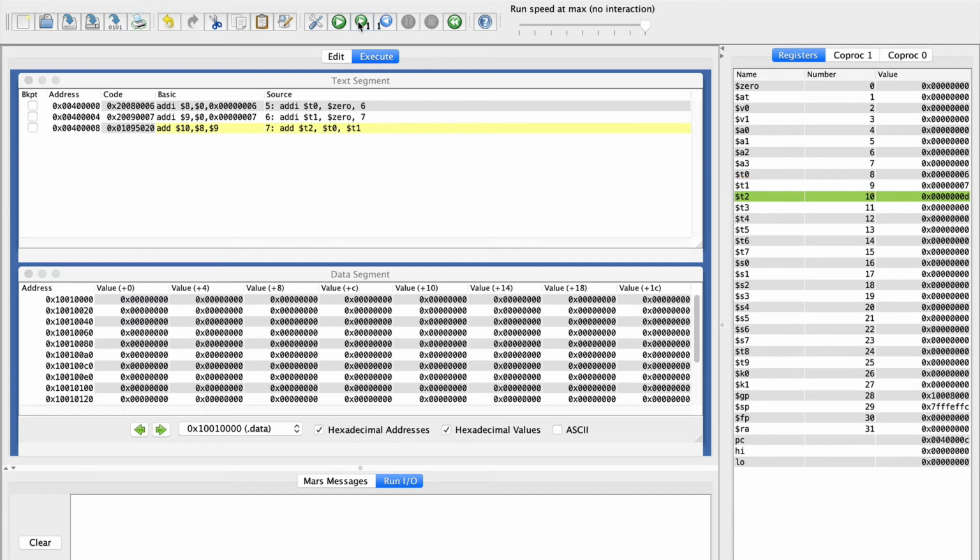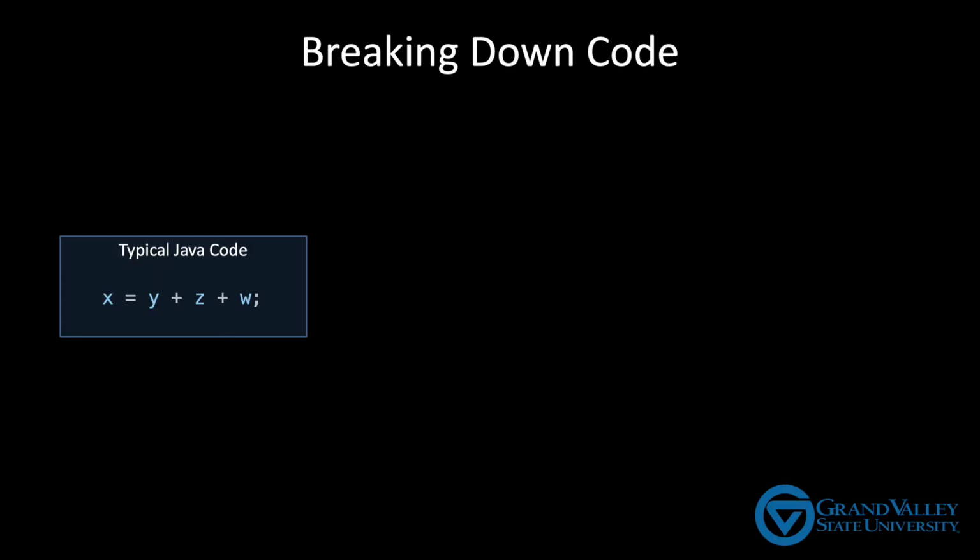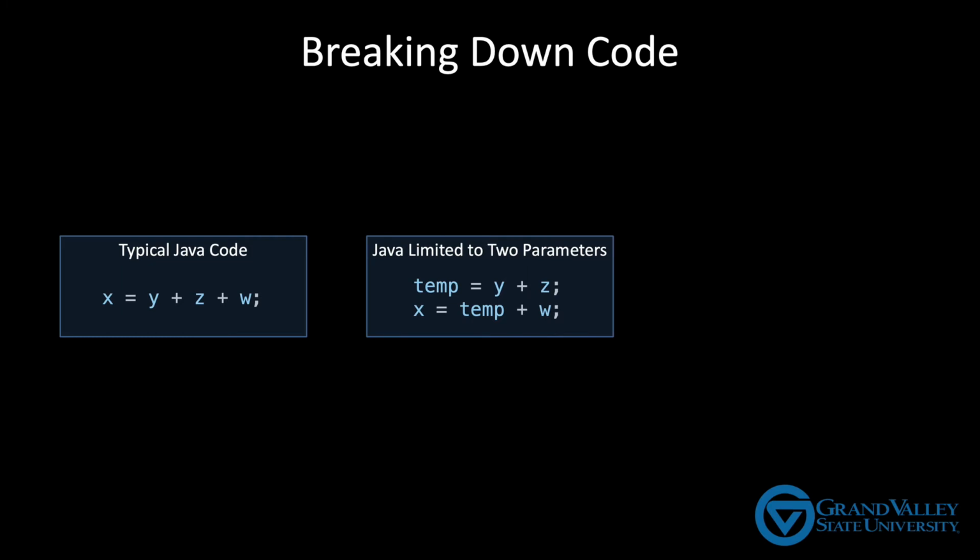The first challenge you'll run across when writing assembly is breaking code down into smaller machine-level steps. For example, suppose you wanted to add 3 numbers. In Java, you might write something like this: x equals y plus z plus w. However, suppose that Java only allowed you to perform one addition per statement. In that case, you'd have to divide the expression into 2 or more lines of code, perhaps like this. This is precisely the situation we face when writing assembly.